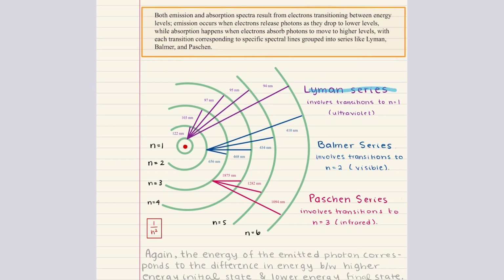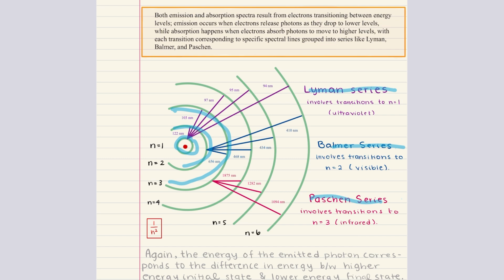The Lyman series consists of transitions where electrons fall from higher energy levels down to the first energy level. These transitions release high energy photons and produce lines in the ultraviolet region of the spectrum. The Balmer series includes transitions where electrons drop from higher energy levels to the second energy level. These transitions release photons in the visible region of the spectrum. The Paschen series involves transitions where electrons fall from higher energy levels to the third energy level, and these transitions emit lower energy photons, which produce lines in the infrared region of the spectrum.